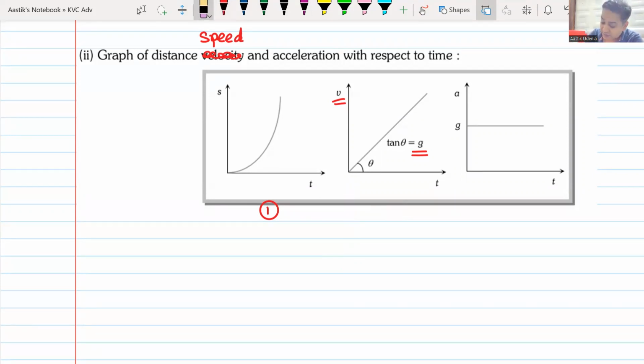And then the third one is pretty simple. The graph of acceleration versus time. Here also they have plotted it in a positive sense. Positive and negative only depends on how you are thinking about it. So the acceleration is constant. Do we understand this? Yes or no? I'll give you 1 minute to note it down.